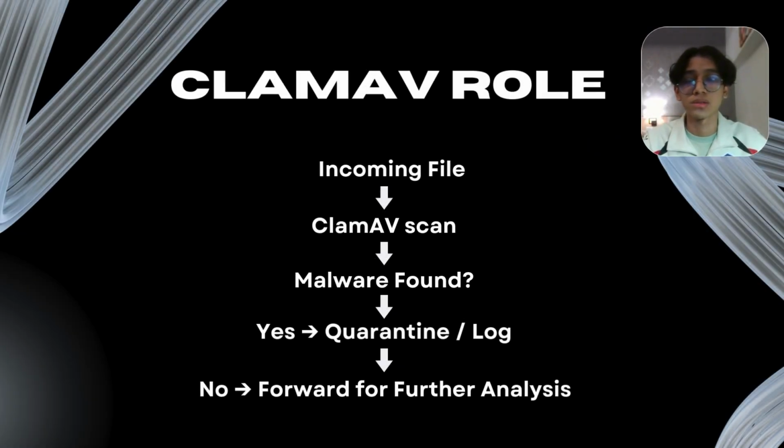ClamAV's role. When incoming files enter the system, they are first scanned by ClamAV. ClamAV then performs signature-based analysis to check whether the file matches any known malware signatures. If malware is detected, the file is immediately quarantined and the detection event is logged for auditing and monitoring purposes. If no known malware is detected, the file is not blocked and is instead forwarded for further analysis. This ensures that known threats are stopped early, while suspicious or unknown files can be analyzed more deeply by the next security layer.